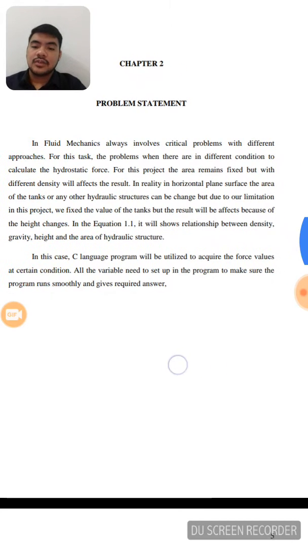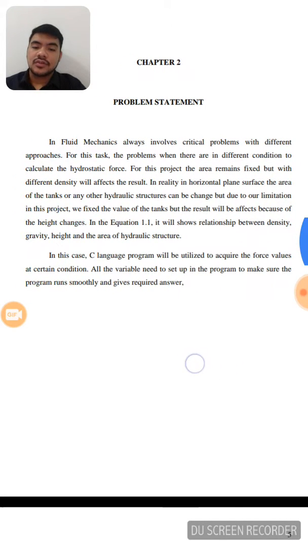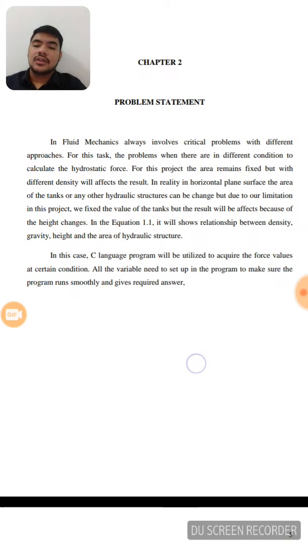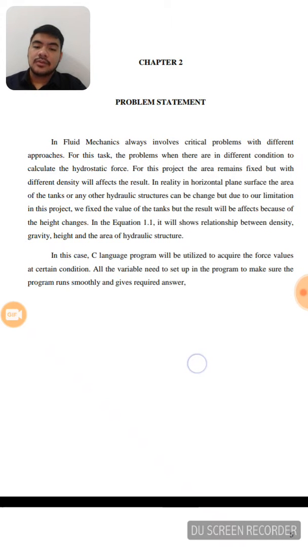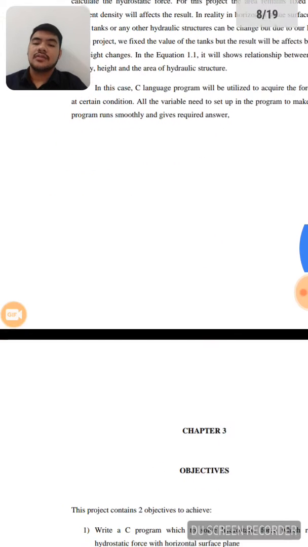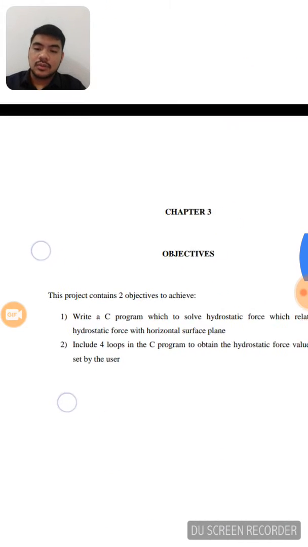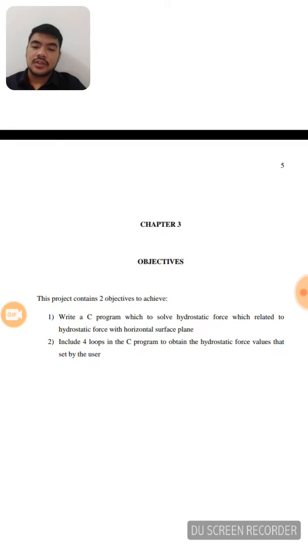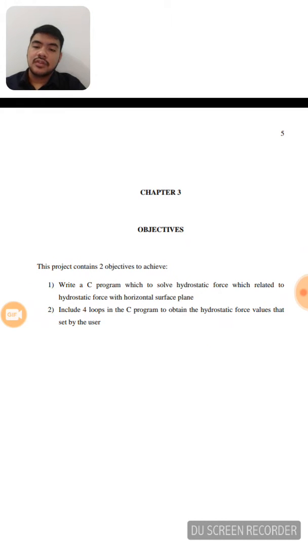In this case, C language will be utilized to acquire the force values at certain conditions. All the variables need to be set up in the program to make sure the program runs smoothly and gives the required answer. So this is our objective. The project contains two objectives to achieve. First, we need to write a C program to solve the hydrostatic force related to a horizontal surface plane. Second, we must include a for loop in the C program to obtain the hydrostatic force values that are set by the user.